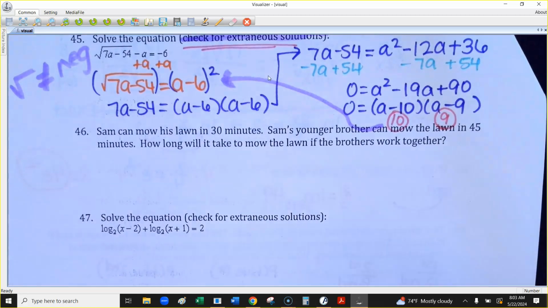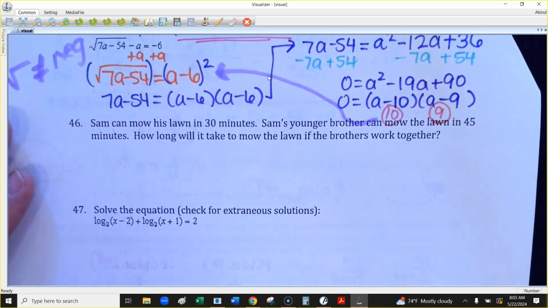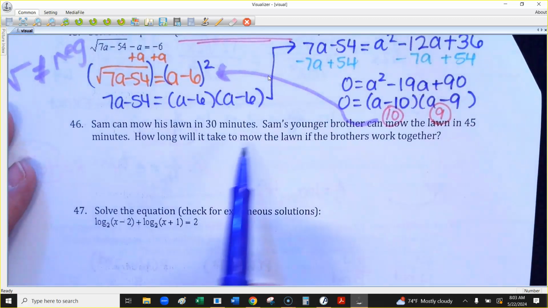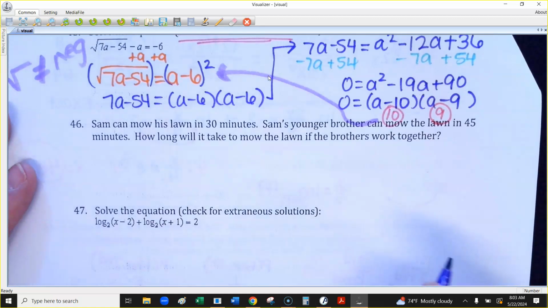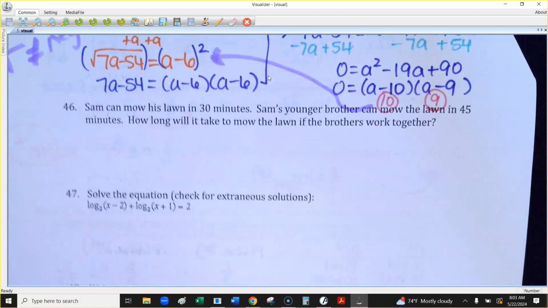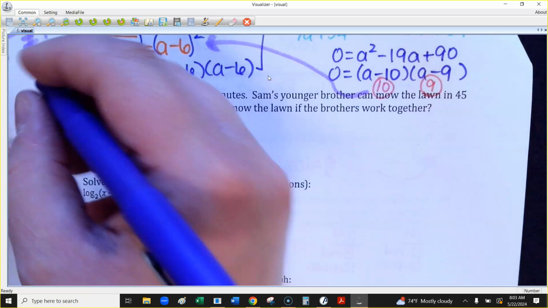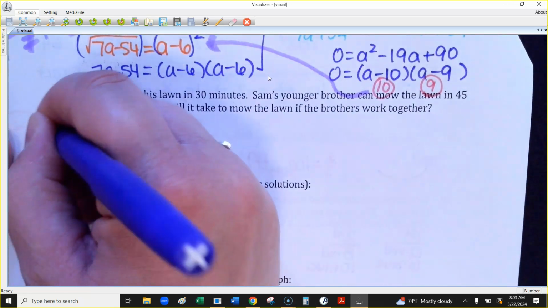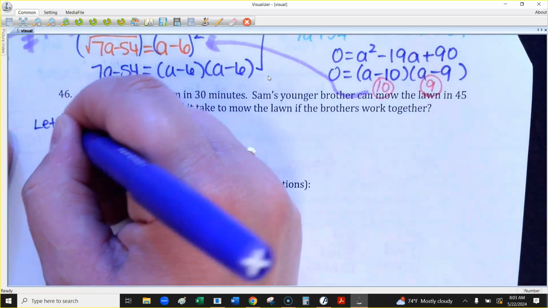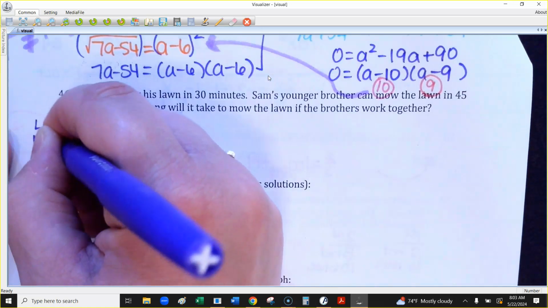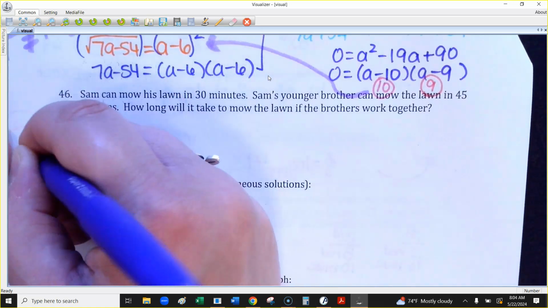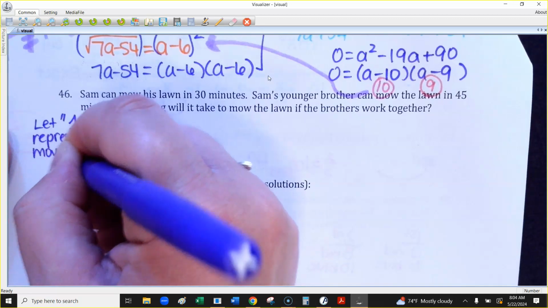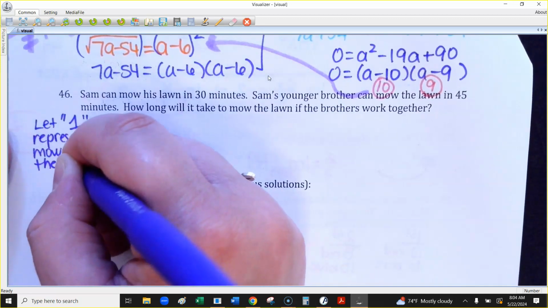All right. Ooh, rationals. Okay. Sam can mow his lawn in 30 minutes. His younger brother can mow the lawn in 45 minutes. How long will it take them to mow the lawn together? So we're going to do two little fractions for rates here. I'm just going to let the 1 represent mowing the lawn. They don't give us any square footage or anything, we don't need it though.